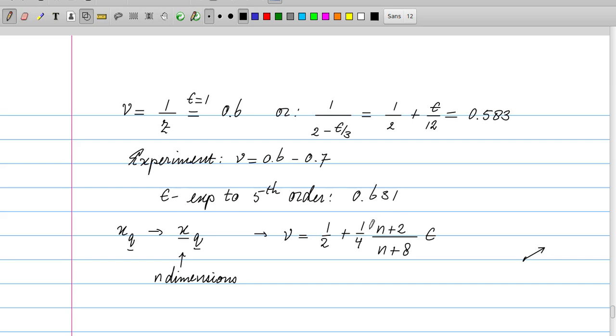The result that you obtain for the nu is this. It's 1/2 plus 1/4 times n plus 2 over n plus 8 times epsilon. If you put in n is 1, you get 3/9. So you get 1/12 times epsilon, and that matches the result that we had. And of course it should be like that. So all in all, the epsilon expansion is very powerful. It has given excellent values for the critical exponents, and it's one of the great achievements of theoretical physics at the end of the 20th century.